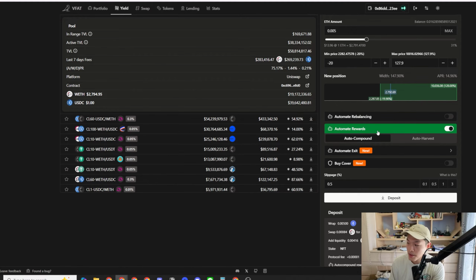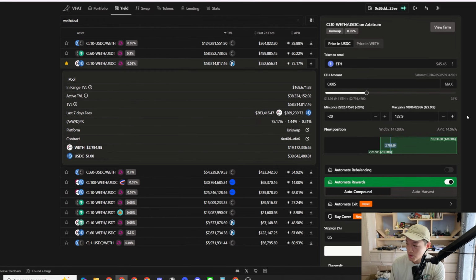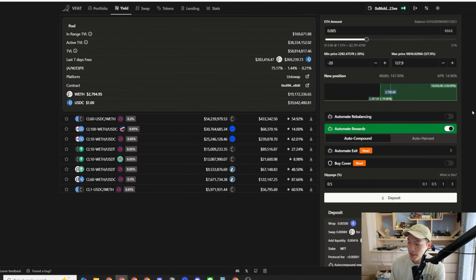And auto compounding could make sense if you don't care that much about cash flow. You just want to grow your capital and you don't mind where the price is going as long as you're bullish on both assets. And this probably makes more sense for crypto to crypto pools if you're trying to accumulate both assets, rather than crypto to stable pool where you might not want to compound all the time, right?